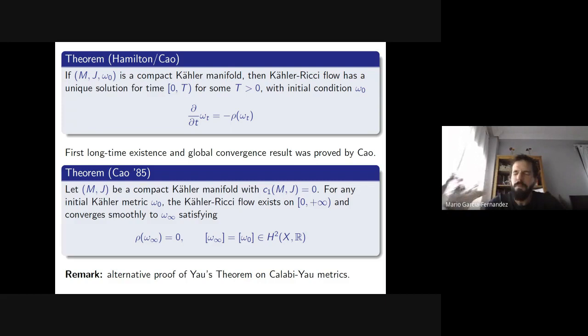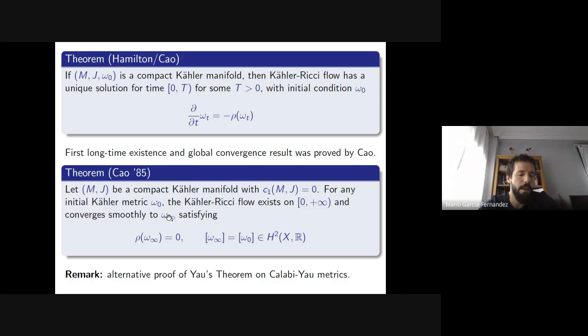It's very nice because it recovers Yau's theorem for Calabi-Yau metrics. Under the topological assumption that the compact Kähler manifold has vanishing first Chern class, given any initial Kähler metric, the Kähler-Ricci flow exists for all time and converges to omega infinity, satisfying that this Kähler metric is Ricci flat.